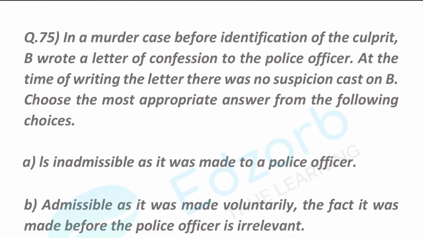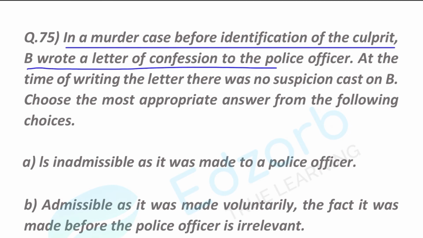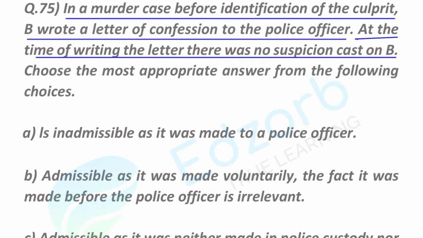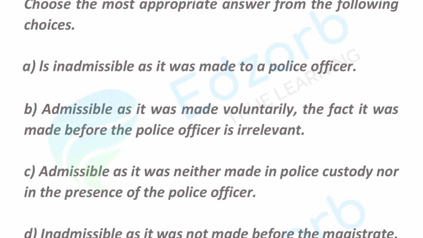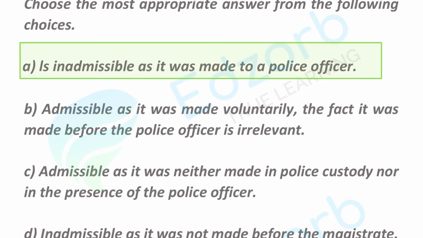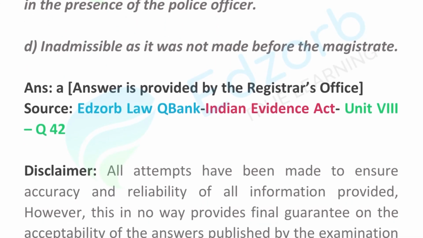Coming to question number 75, have you been waiting for this? I have been. I have also told you that we will come back to section 25 of the Evidence Act when we discuss this. Now we must devote some time over here and read the entire question. So in a murder case, before identification of the culprit, B wrote a letter of confession to the police officer. At the time of writing the letter, there was no suspicion cast on B. Very relevant. So you have to choose the most appropriate answer from the following choices. So let me first mark the correct answer. It is inadmissible as it was made to a police officer. A was the correct answer over here.